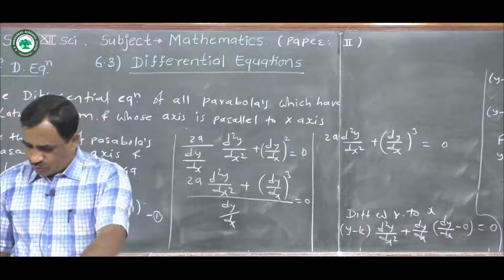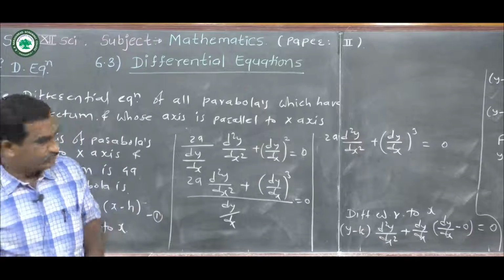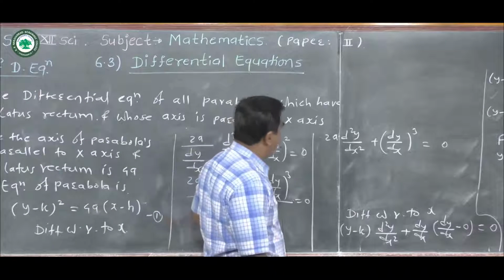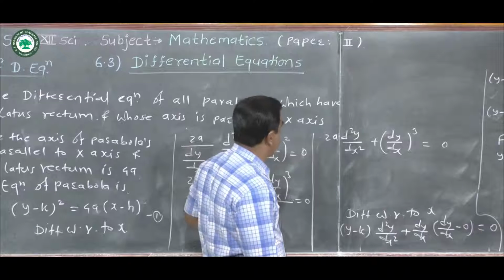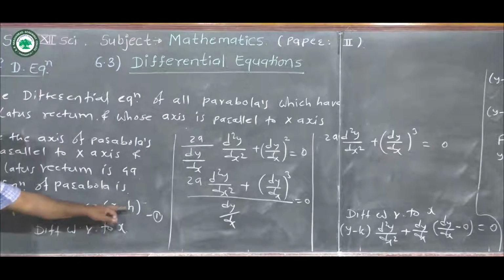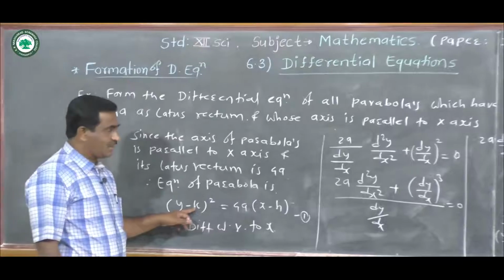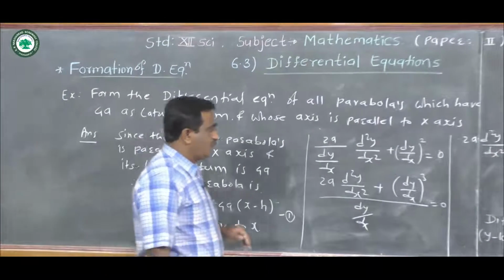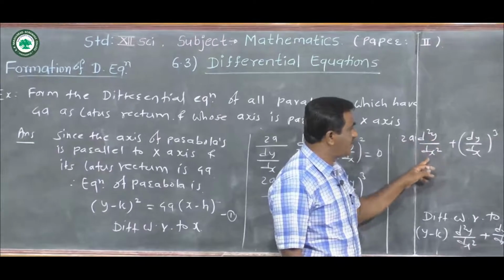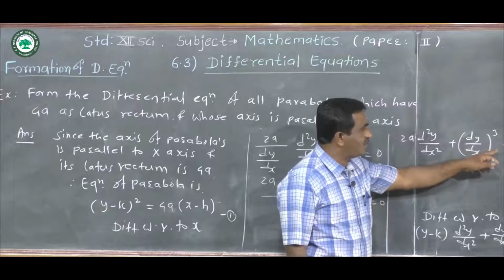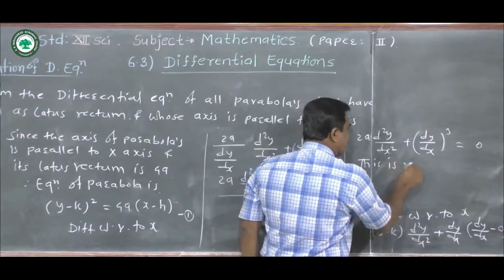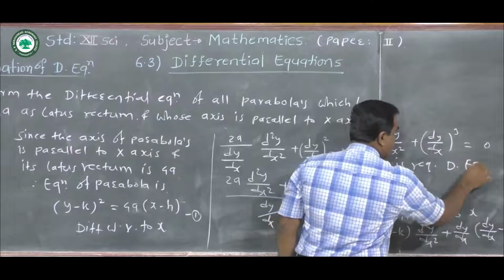Now we get 2a into d square y by dx square plus (dy by dx) raised to 3 is equal to 0. Here k and h are arbitrary constants. There are two constants. Therefore, the order of the differential equation is 2. Therefore, we get 2a into d square y by dx square plus (dy by dx) raised to 3 is equal to 0. This is the required differential equation.